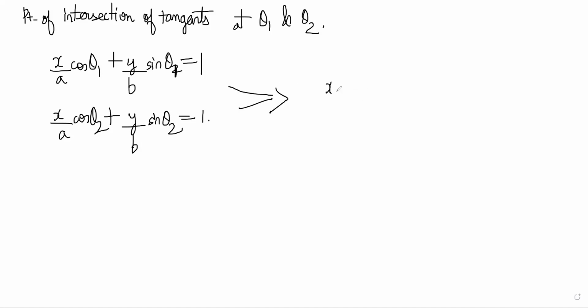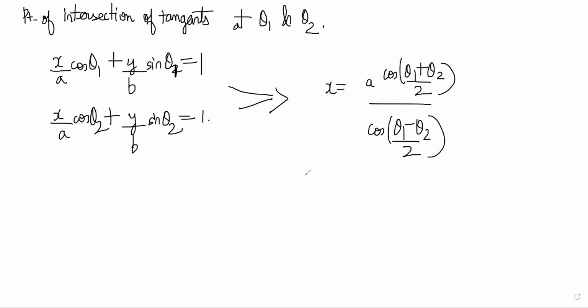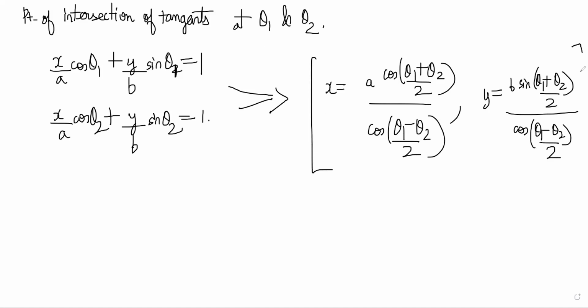You should remember this: x is equal to a cos of (theta 1 plus theta 2) by 2, by cos of (theta 1 minus theta 2) by 2, and y is equal to b sin of (theta 1 plus theta 2) by 2, by cos of (theta 1 minus theta 2) by 2. Basically, this is your point of intersection of the two tangents at points theta 1 and theta 2.